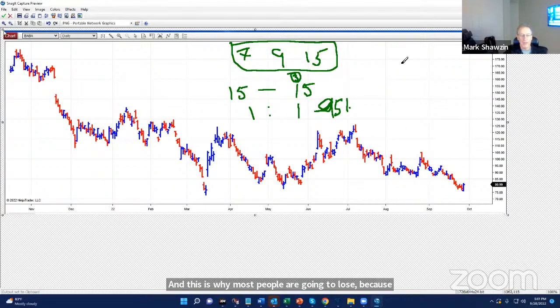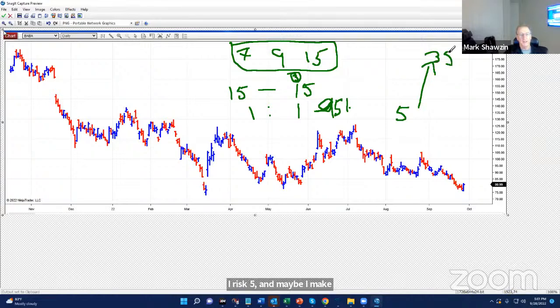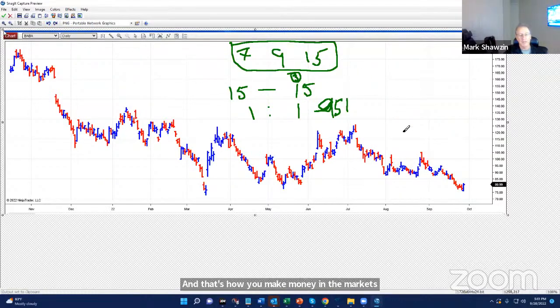Whereas I can lose 5 out of 6 trades and make a fortune. I just have to find that one trade that just goes on a bus ride, where I risk 5 and maybe I make 35 or 50 or 80 or what have you. And that's how you make money in the markets. This in and out 5, 10 times a day, not going to cut it.